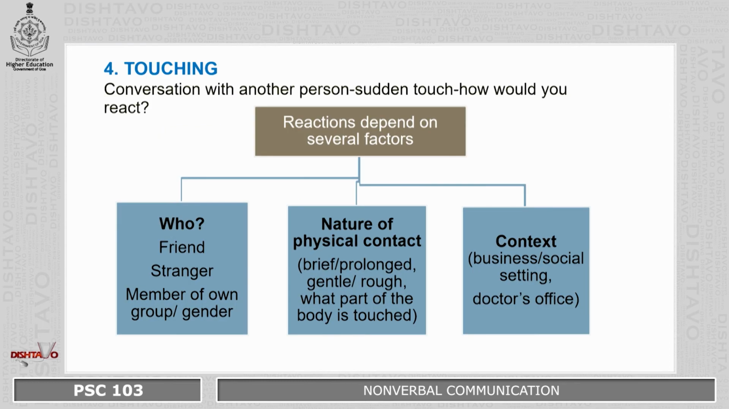And the next one is touching. Imagine a situation wherein you're having a conversation with another individual, and this person touches you suddenly. How are you going to react? Your reaction is going to depend on several factors, like who is doing the touching, friend, stranger, member of your own group, or gender. Then you have the nature of physical contact, like brief, prolonged, gentle, rough, what part of the body is touched. And lastly, the context, like business, social, doctor's office.